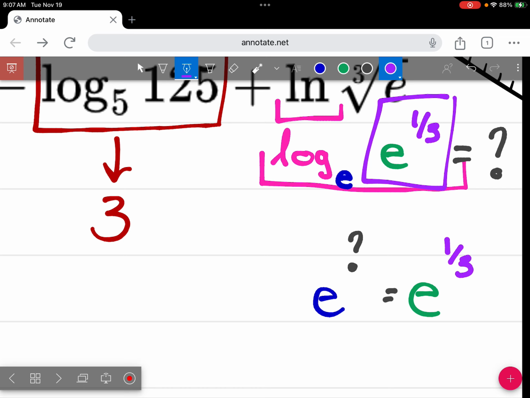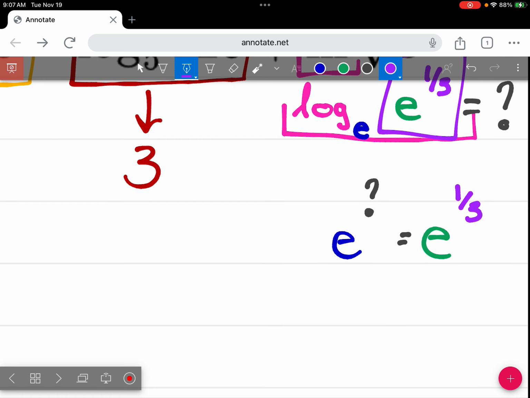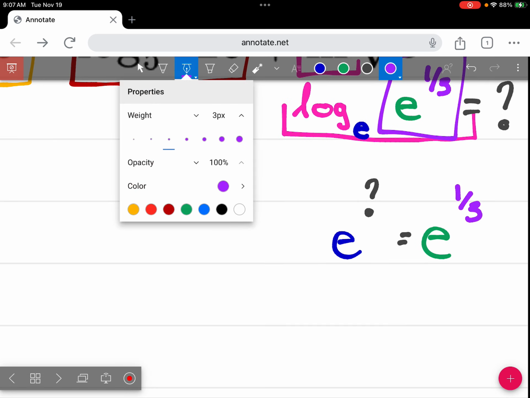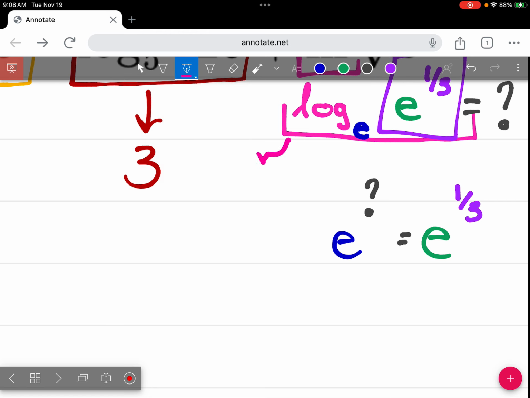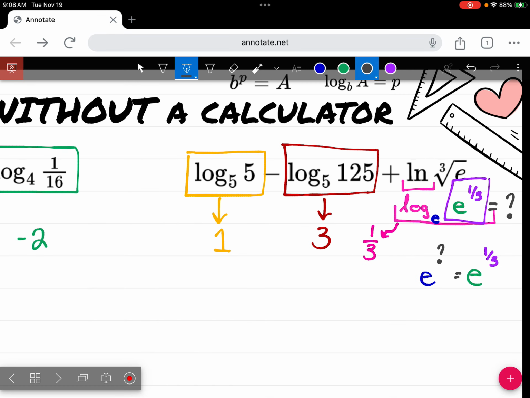It's not negative 3. It's 1/3. Negative 3 would be if we had 1 over e cubed. The cube root, that's when it's a fraction. We need our index. So this whole piece here equals 1/3. So watch out for these. They get a little tricksy sometimes. So when we're looking at this statement here, we have 1 minus 3 plus 1/3. What is 1 minus 3 plus 1/3?